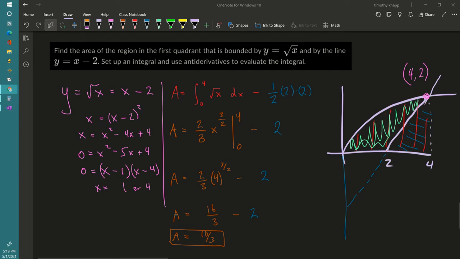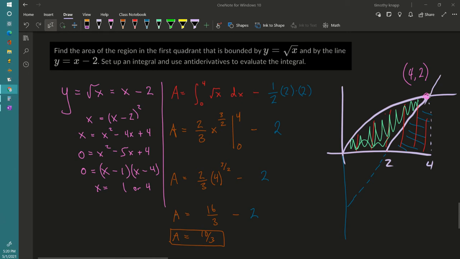First thing I did is I graphed this, okay? So basically what we're trying to do is find this green area here, all right? Then I've got a red area and I've got a blue area. If you look at the red area, it's all of this. If I subtract the blue area from the red, I'm left with the green. Hopefully you're seeing that in my graph.